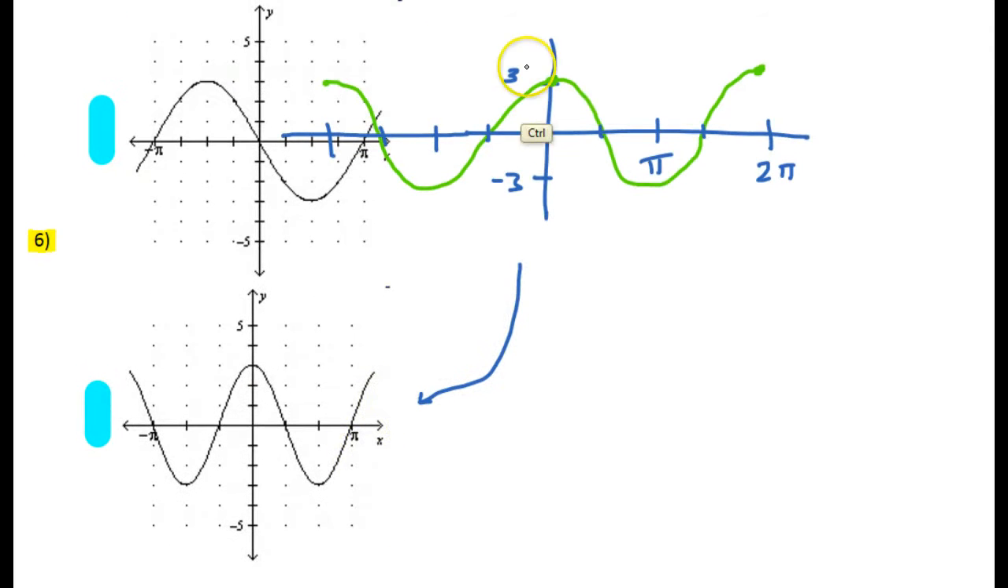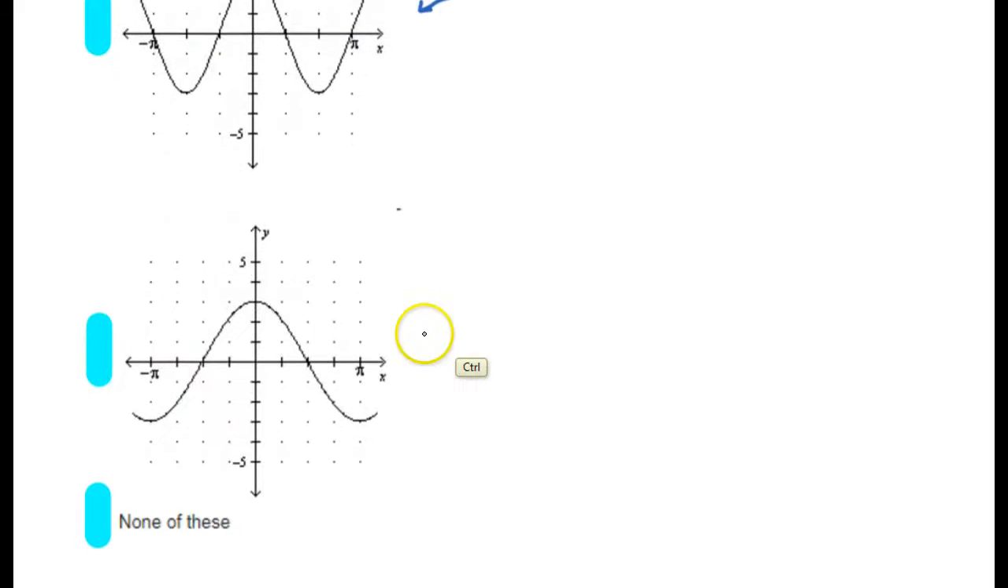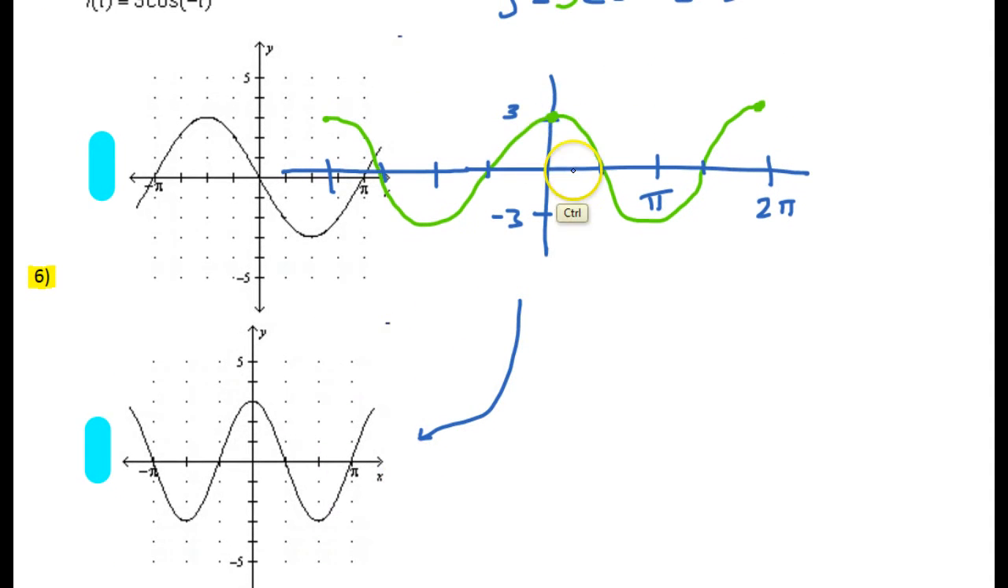Okay, so that's not even close. Oh, and we have this little choice for none of these. Okay, now look at this answer though. We have 2 full periods of the cosine function here. This picture is kind of zoomed in around one cycle of the cosine function. So this is still a possibility.